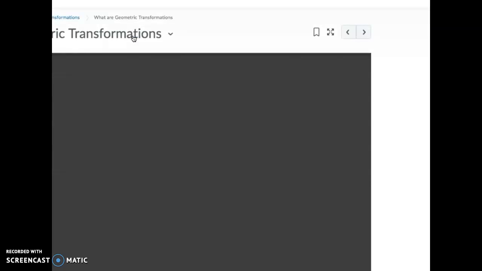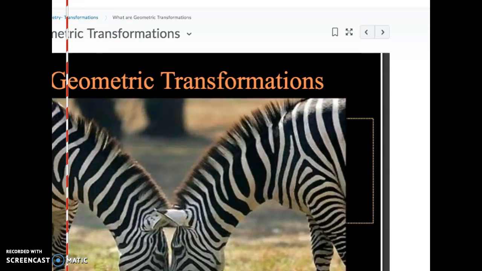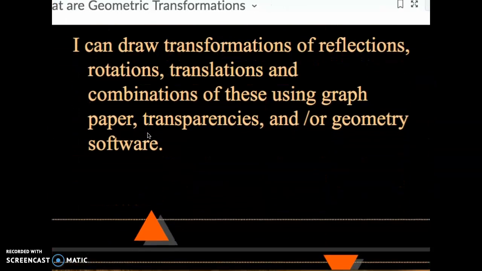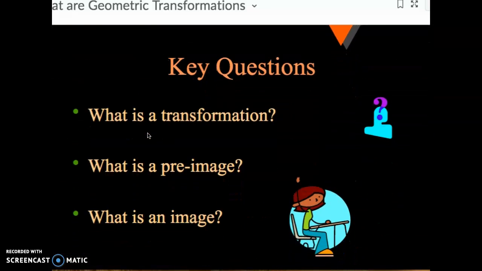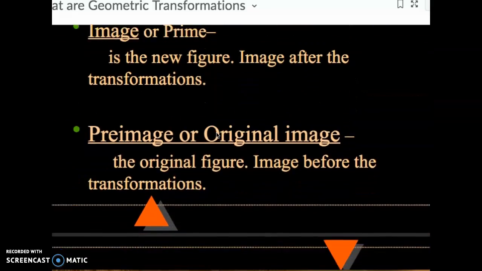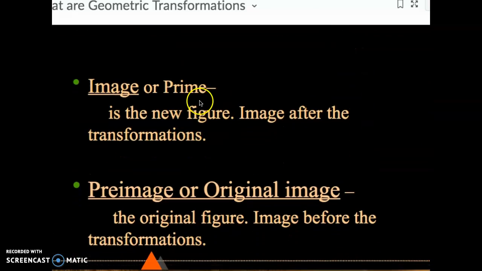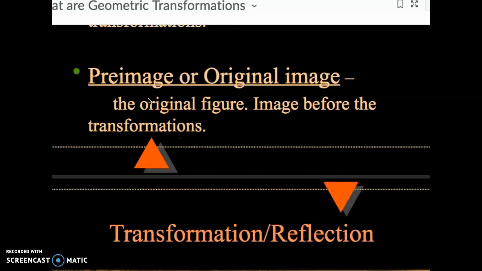This one is just a little bit more generic about what exactly transformations are. And so it's saying, like, what are our learning targets, some questions that will be answered throughout this PowerPoint. So just some background knowledge, like what's an original image, and then what is the prime image, so whenever they're talked about in other places with transformation, they'll understand.